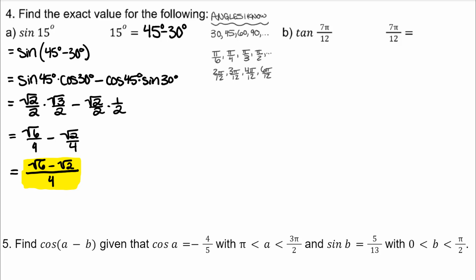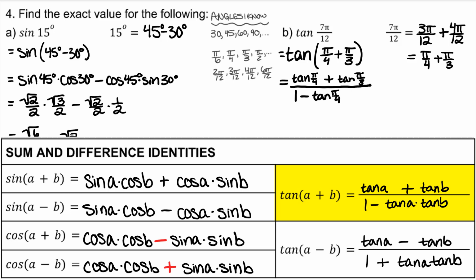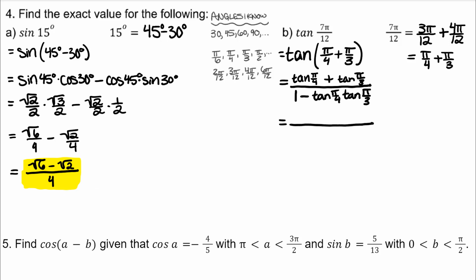Oh, look, to get 7 pi over 12, I could add 3 pi over 12 and 4 pi over 12, which, as a reminder, is just adding pi fourths plus pi thirds. So tangent of 7 pi over 12 could be rewritten as tangent of the sum of pi fourths plus pi thirds. Using our sum formula for tangent: tangent of the first angle plus tangent of the second angle, divided by 1 minus tangent of the first angle times tangent of the second angle. Tangent of pi fourths is 1.